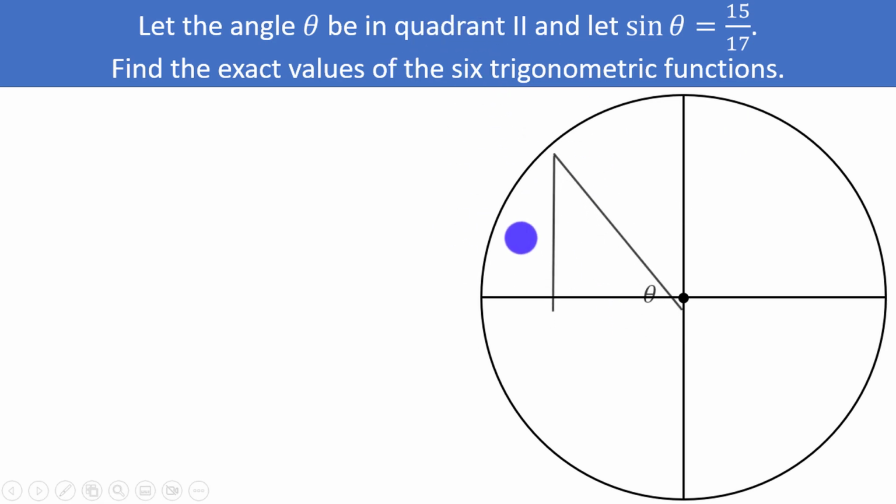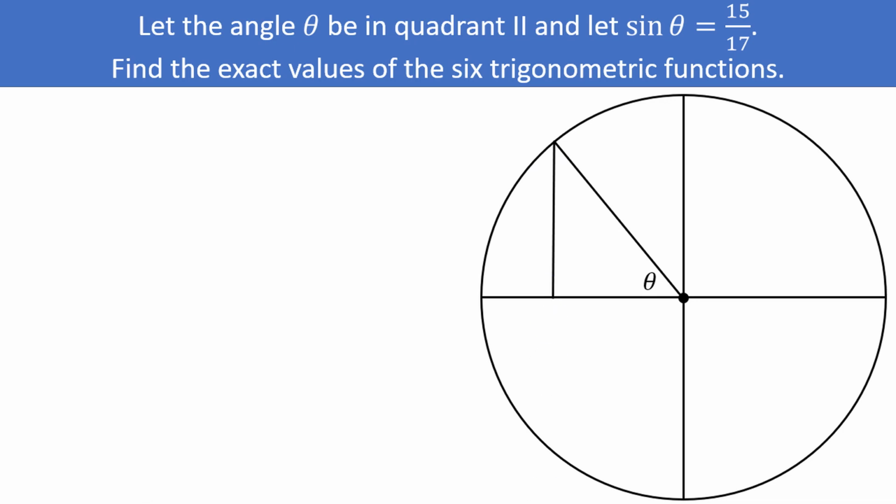So we can draw a triangle in quadrant 2. To draw your triangle, always draw a radius from the center out to some point on the circle. It doesn't really matter exactly where it is. And then always draw a vertical line back down to the horizontal axis.